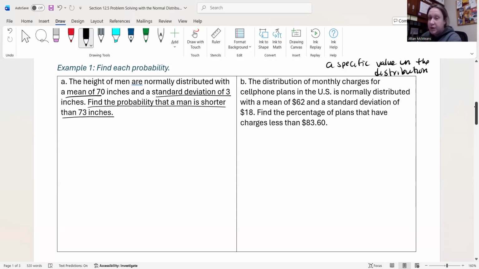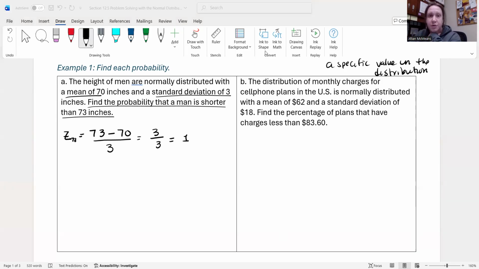Okay, so the first thing we have to do is find a z-score for 73 inches. So we take the actual data item, 73, we subtract the mean, and we divide by the standard deviation. So 73 minus 70 is 3. 3 divided by 3 is 1. So we have a z-score of positive 1. What we now do is go to the percentile table. It is in your book. It's probably in your MyLab homework, but I will also post it in Moodle, okay?